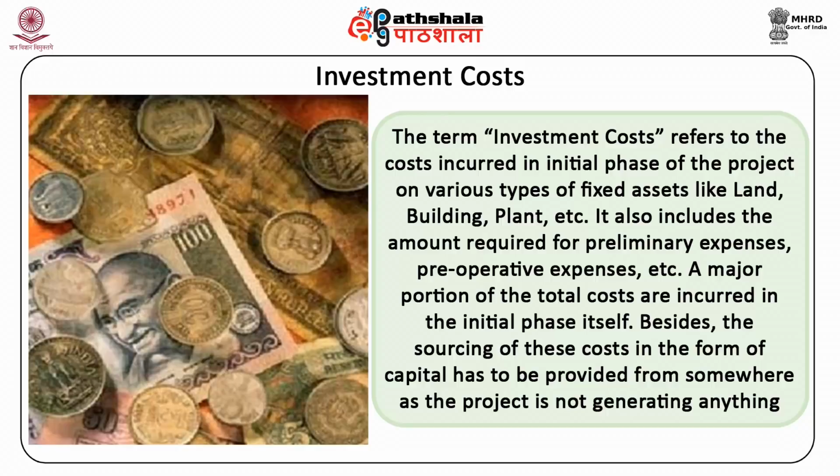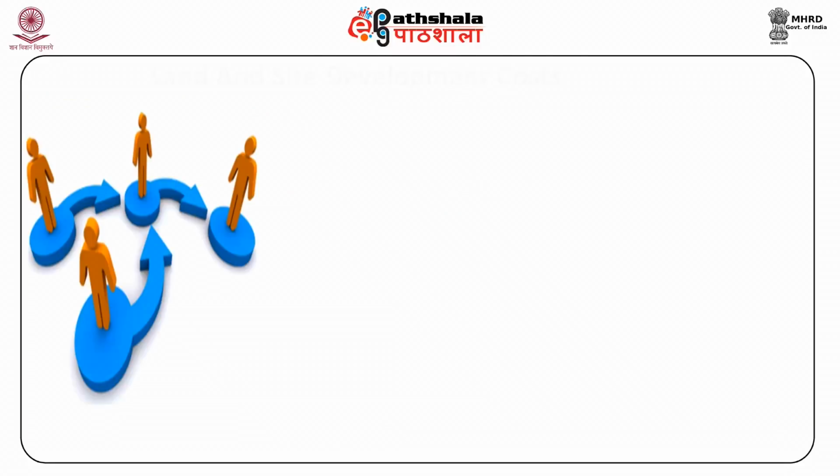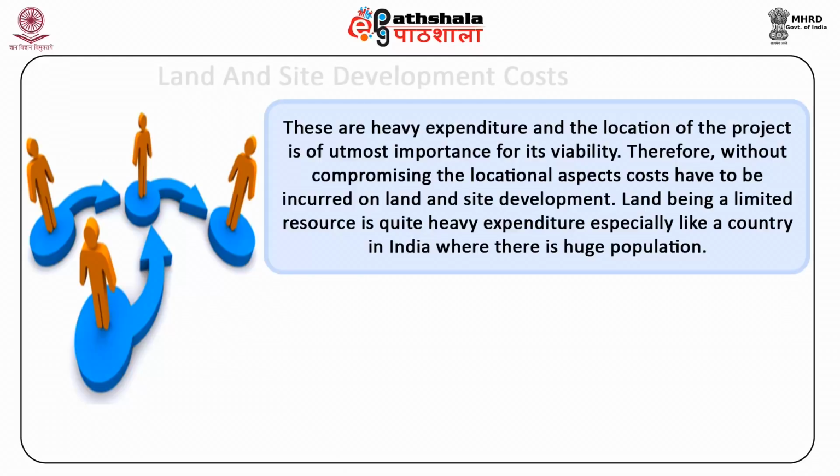Besides, the sourcing of these costs in the form of capital has to be provided from somewhere as the project is not generating anything. These entail heavy expenditure also. The major areas in which these costs are incurred are as follows. Land and site development cost. These are heavy expenditure and the location of the project is of utmost importance for its viability.